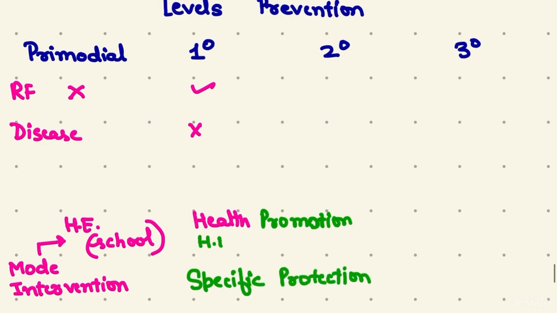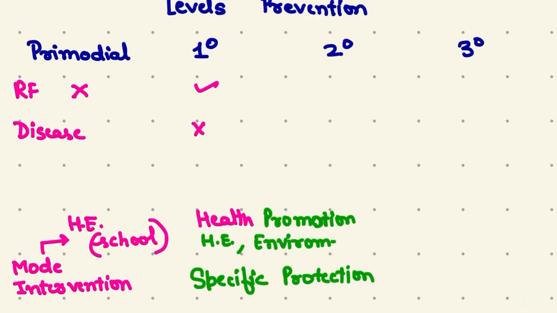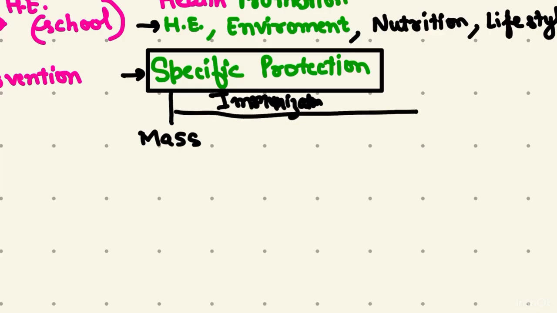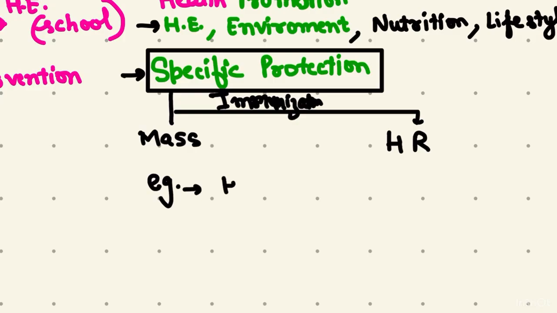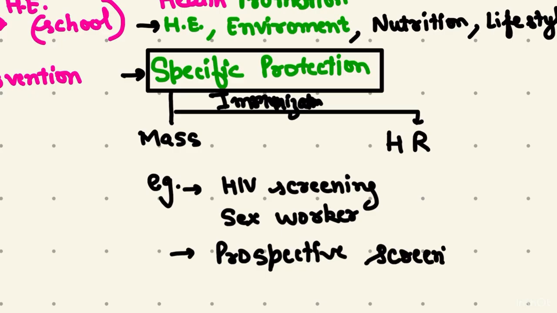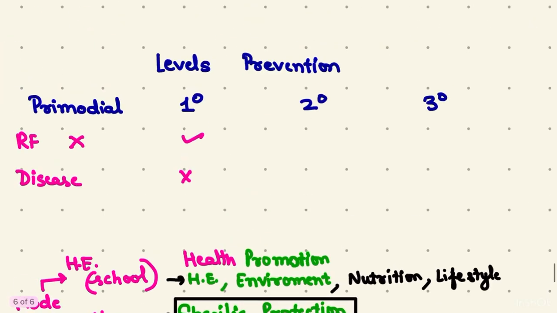Health promotion includes health education, environment, nutrition, and lifestyle. Specific protection includes immunization. Specific protection includes mass strategies and high risk group strategies. An example of specific protection is HIV screening among sex workers. This is prospective screening as it is used on a healthy population.